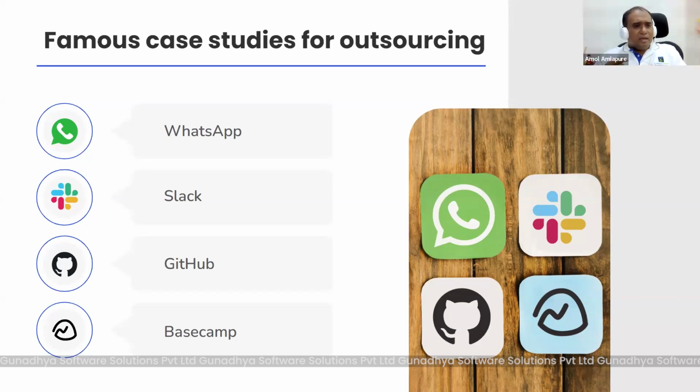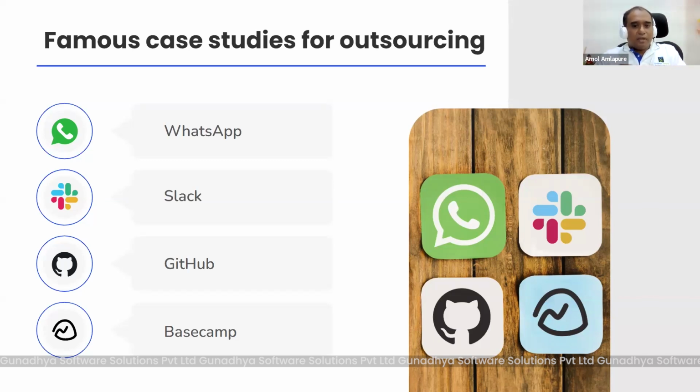The third case, again a very well-known application or tool used by most developers, GitHub. Known for its version control and source code management, GitHub outsourced its development of MVP, minimum viable product, to a backend developer. This outsourcing helped GitHub build a robust backend efficiently, contributing to its success as a leading software development collaboration platform.